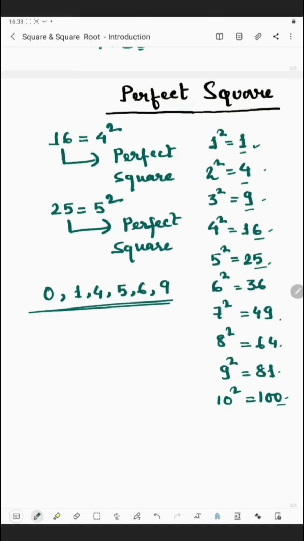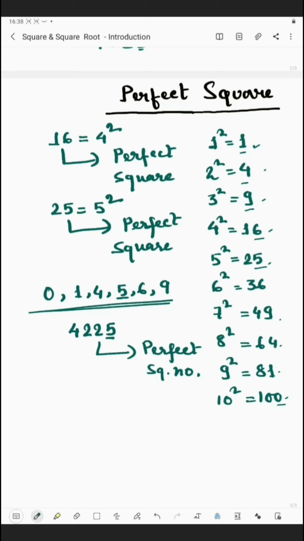Now, if I take an example, say 4225. See, here the number ends with 5. So if the number ends with 5, 5 is in this set. So that means we can say that this is a perfect square number. Right?